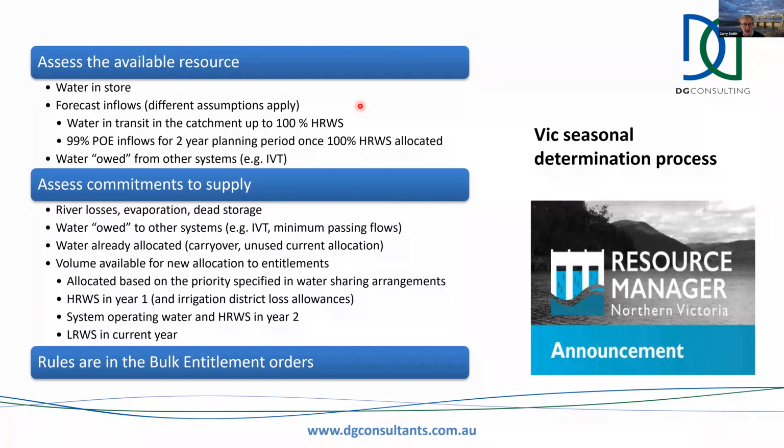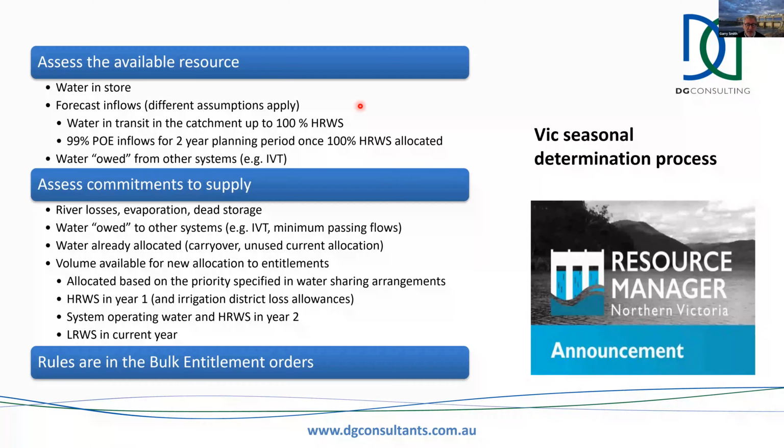Once we get to 100% of high reliability water share allocations, we move to a longer term inflow forecast looking at water that might flow into the storage over a 2-year planning period that's got a 99% probability of being exceeded. So if you like, what water we're getting in the 1% of driest years, which is certainly pretty reliable given that there's already a strong base built up through 100% of high reliability water share allocation. So there is some water in the bank. So once that's done, we start moving into that 99% probability of exceedance inflow assumption and looking at those inflows over the coming 2 years up until April of the following season.